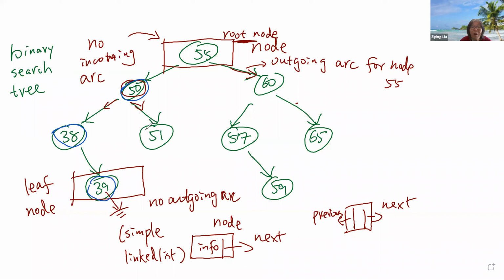so each of the circles I drew over here, and within it I have some number, each of these we call a node. Okay, a node. And in the binary search tree case, it's called a bin node, binary node.